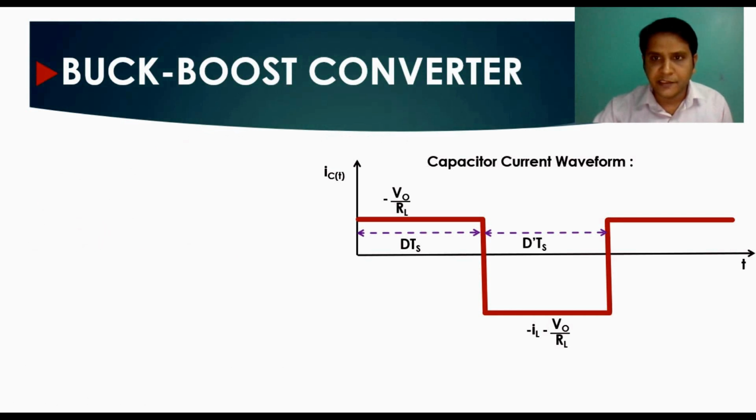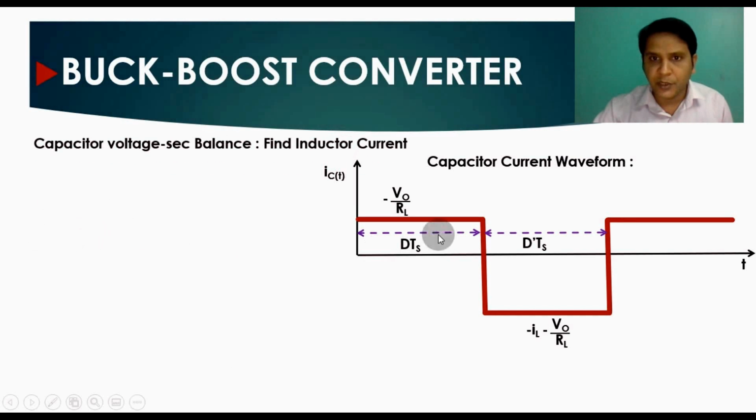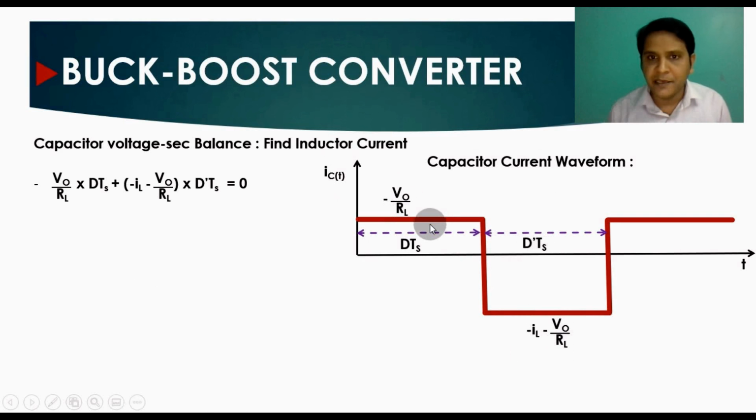So now we will understand capacitor charge balance. Okay, this is the capacitor charge balance. So the current across the capacitor during T on time of the switch is given by V naught divided by RL, and for D prime times Ts it is given by minus IL minus V naught divided by RL. Okay, and if you apply area under the curve, you can find V naught divided by RL into dTs plus IL minus V naught divided by RL into D prime times Ts.